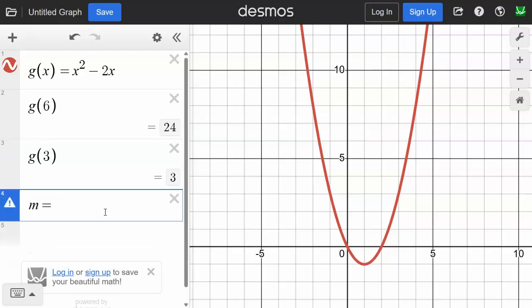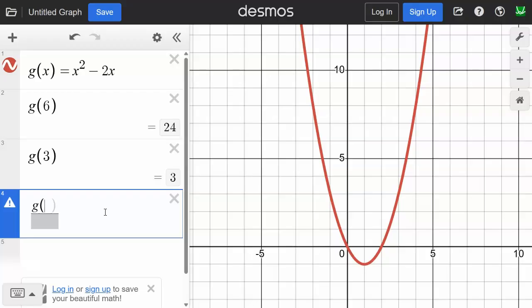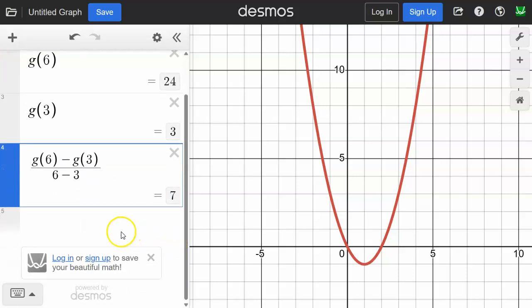We can actually do the entire slope, right? We can't do m equals, but I'll just do the slope. Put in g of 6 minus g of 3 over 6 minus 3, right? And it calculates our slope. So we can use it for that.